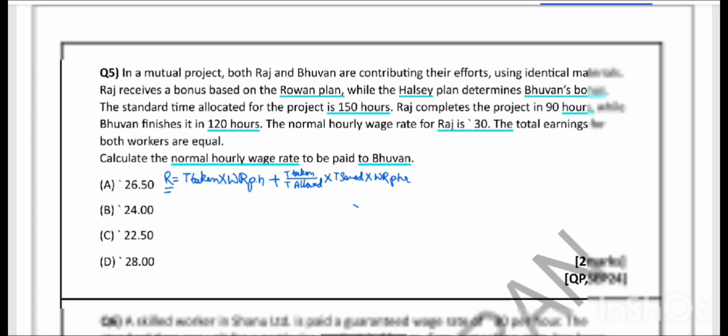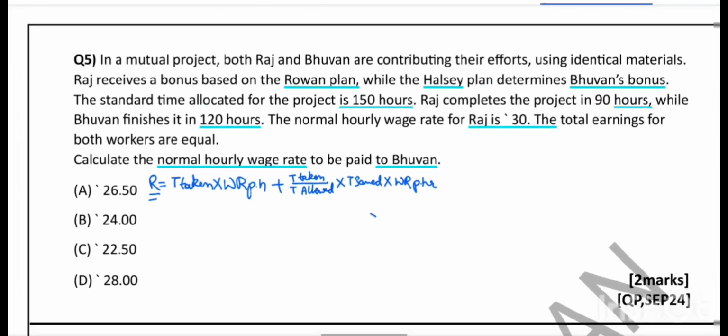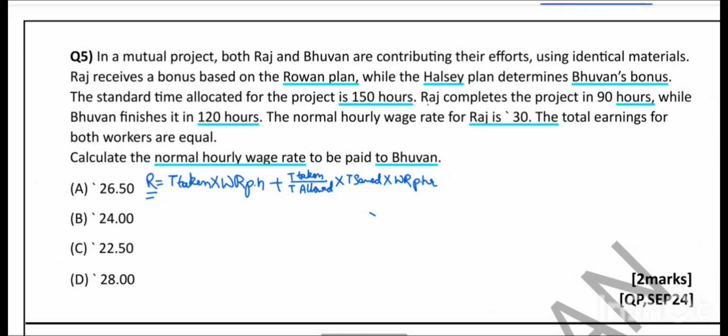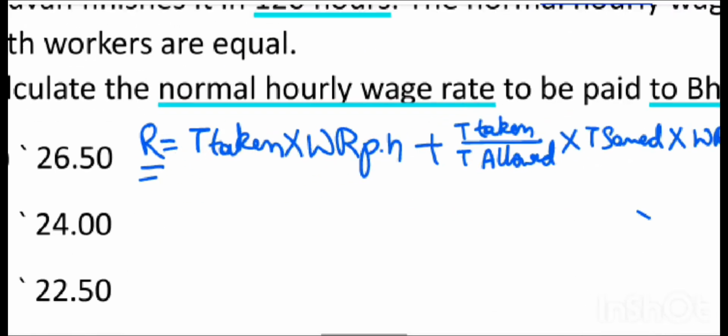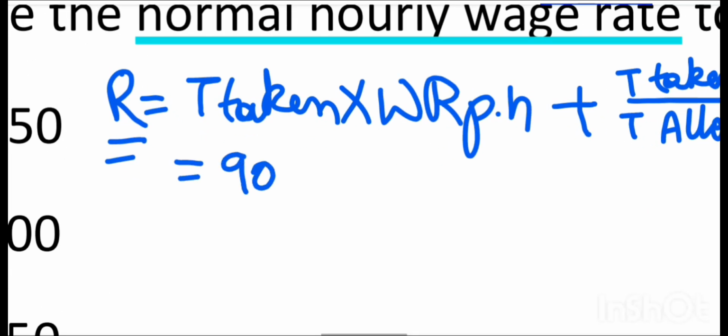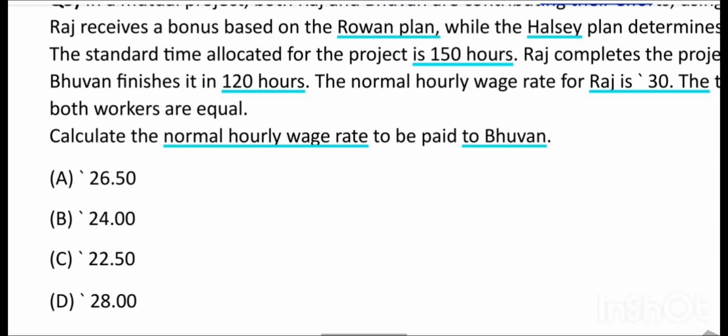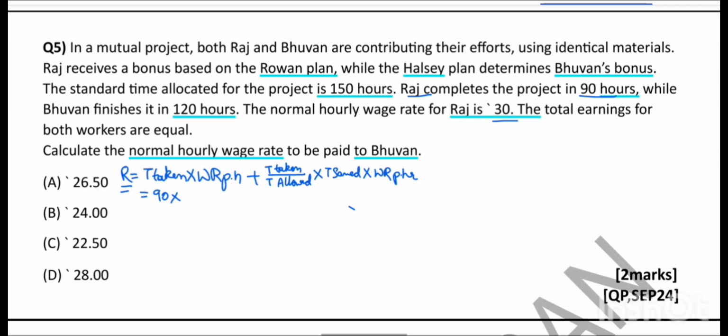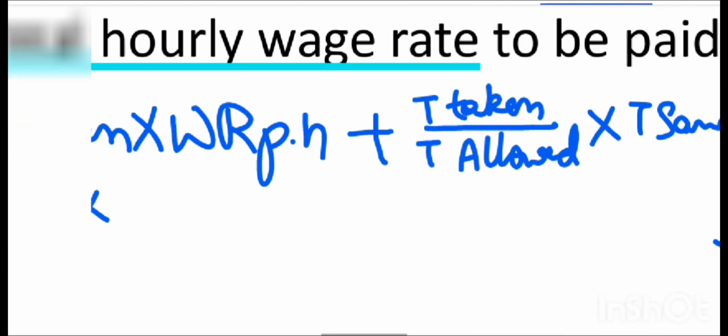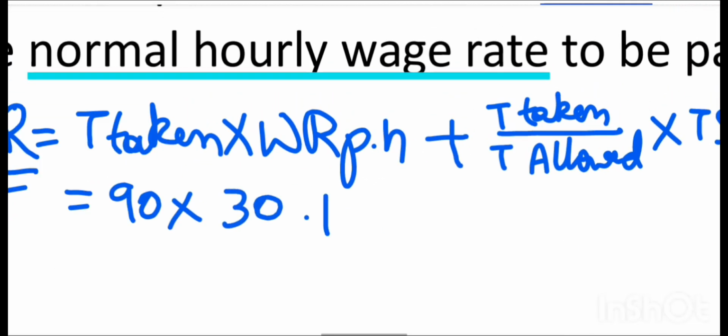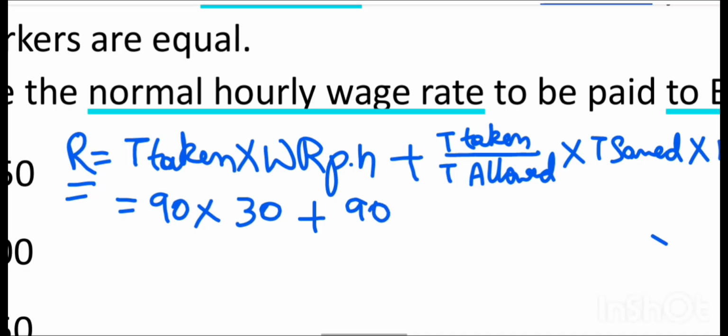So in the question, what have they given? Time taken. What is the time taken by Raj? Raj completes in 90 hours. So it is 90 into the wage rate per hour, which is the normal hourly wage rate. It is 30. So 90 into 30 plus time taken 90 upon time allowed.